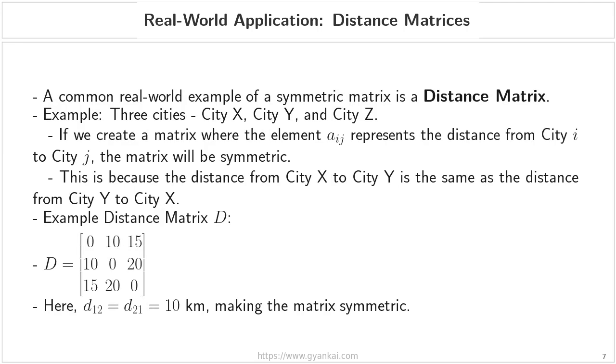Let us examine the example provided here in matrix D. In the first row, we have the values 0, 10, and 15. The second row contains 10, 0, and 20. Finally, the third row contains 15, 20, and 0.